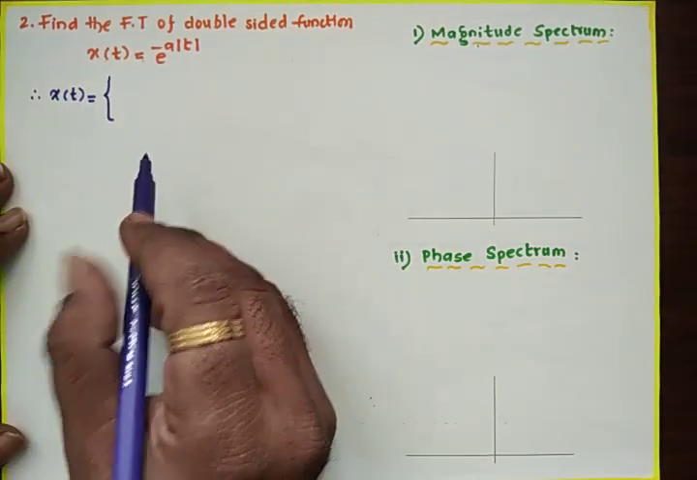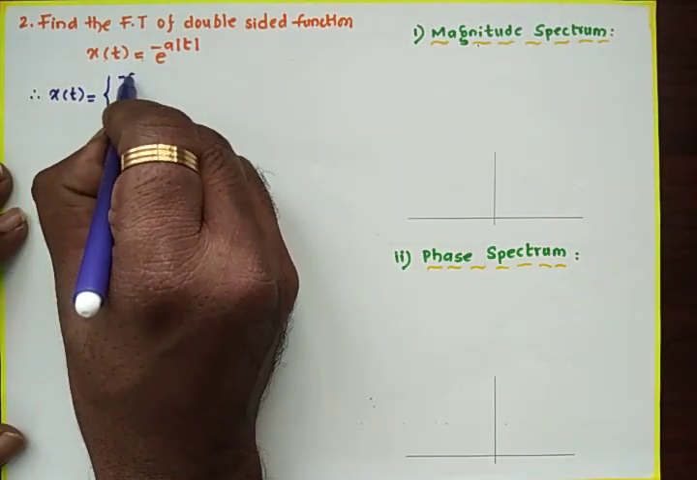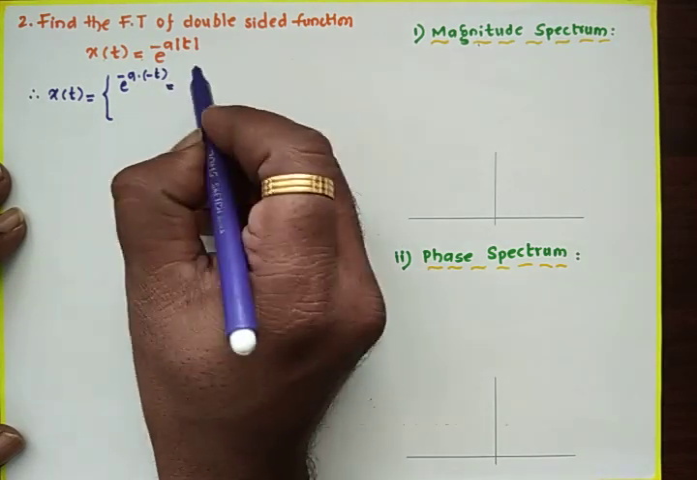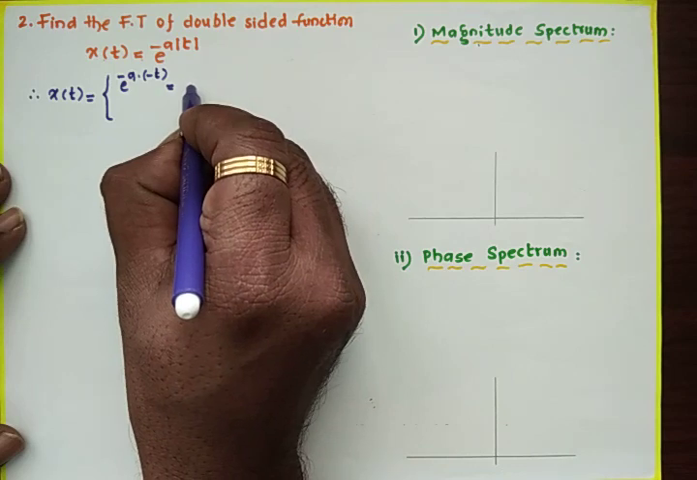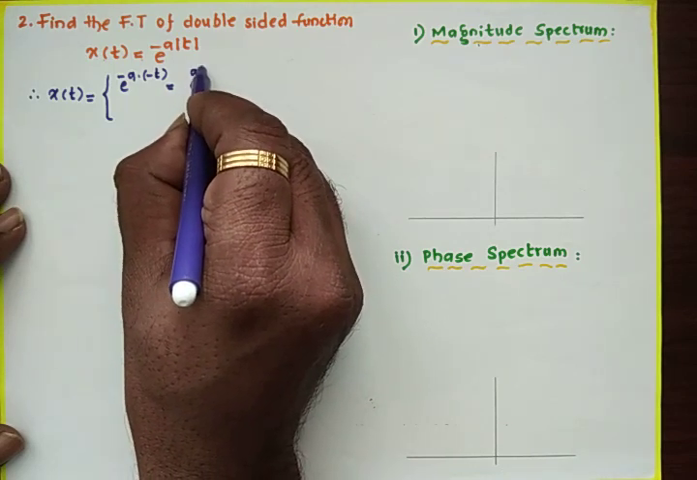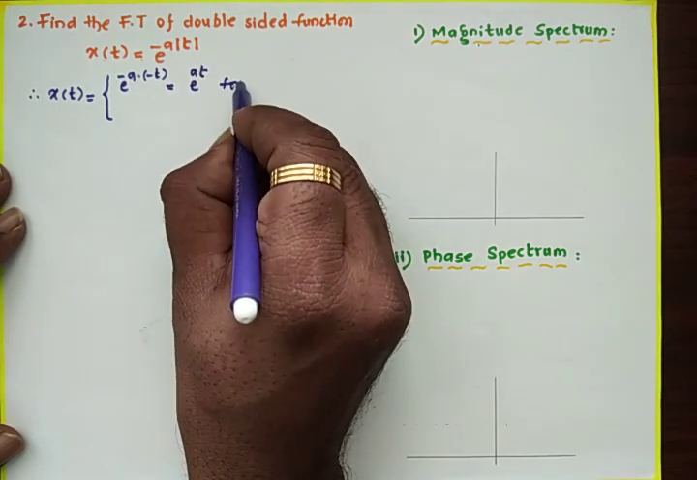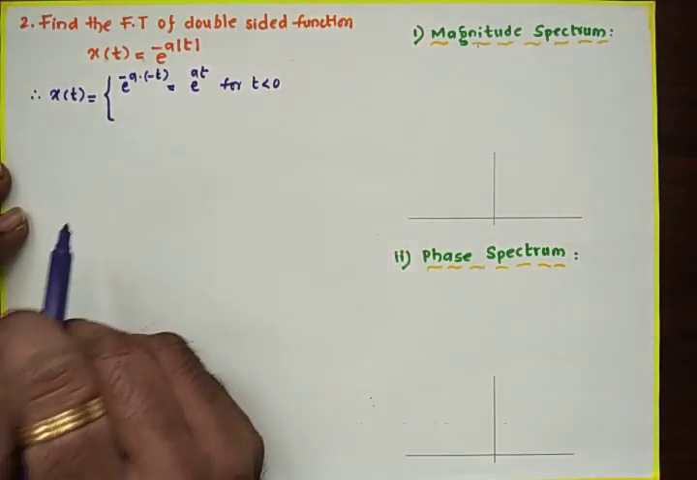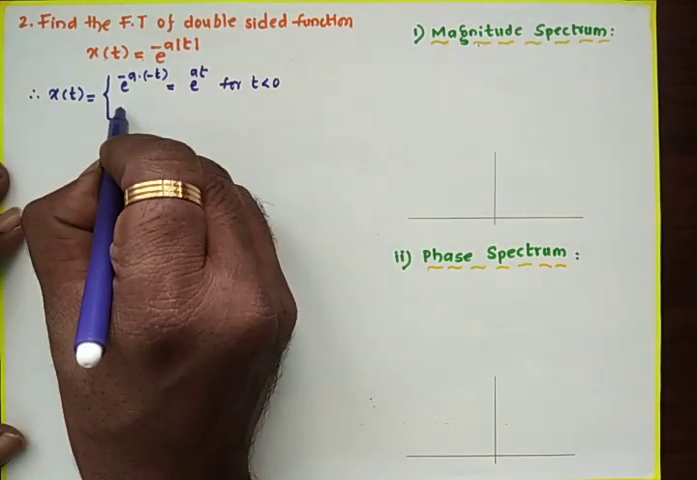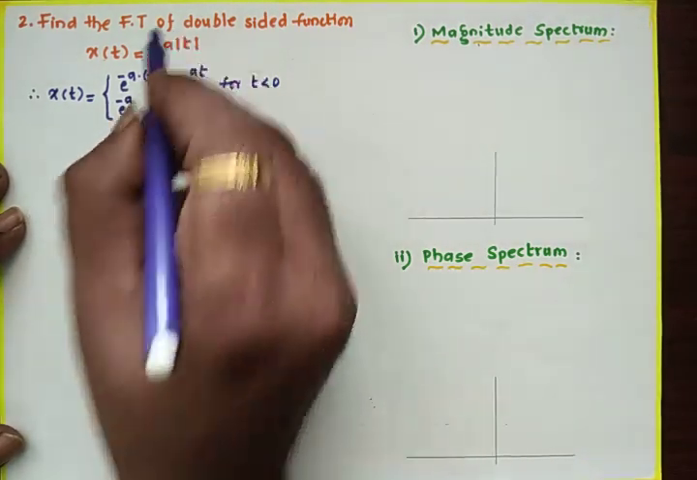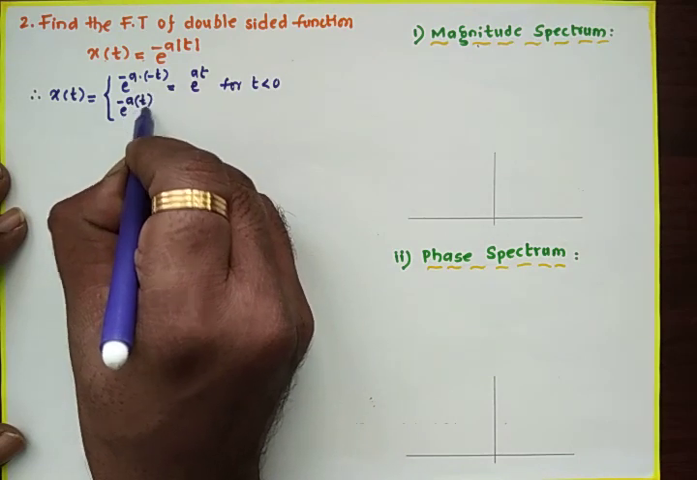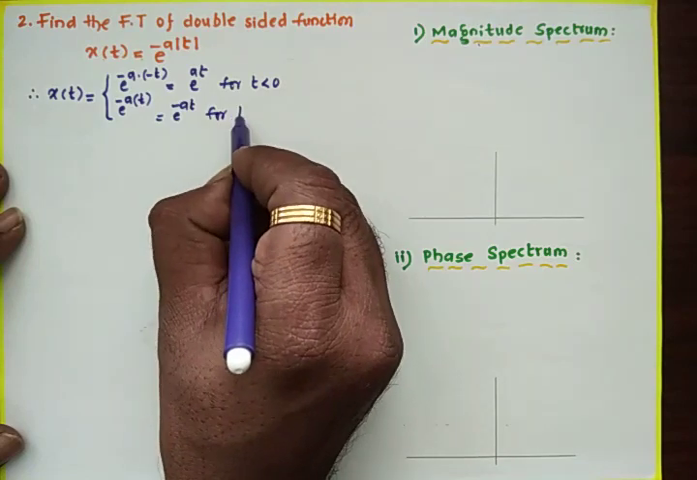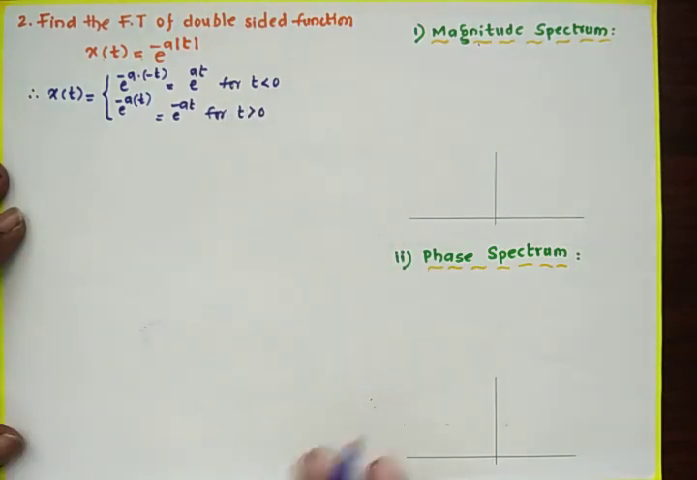x of t is equal to e to the power of minus a into minus t. What can I get? e to the power of minus a into minus t will be e to the power of a t, only for t less than 0. t less than 0 means what? t is negative. Then I can substitute the other one, e to the power of minus a t, as it is. Then I take t as positive, so it will be e to the power of minus a t for t greater than 0. Greater than 0 means it is positive.